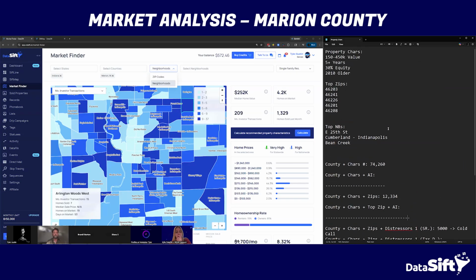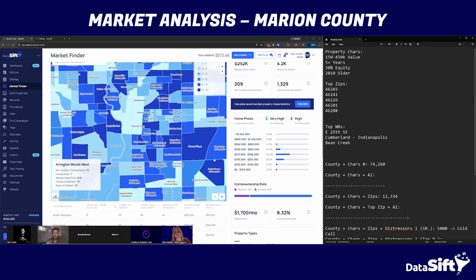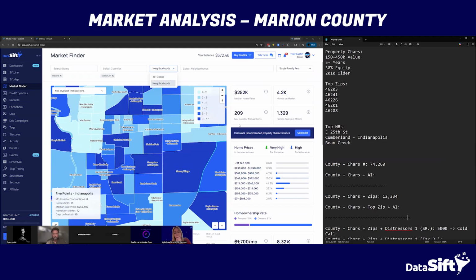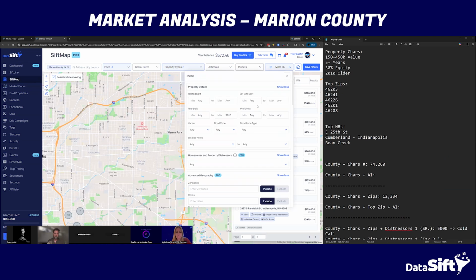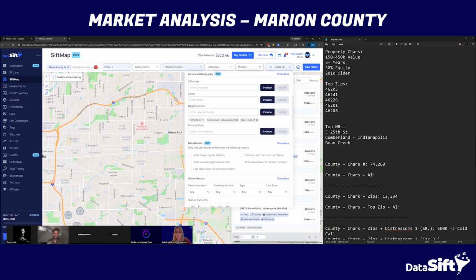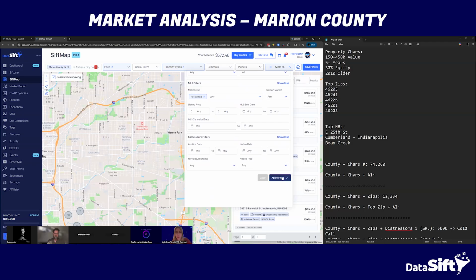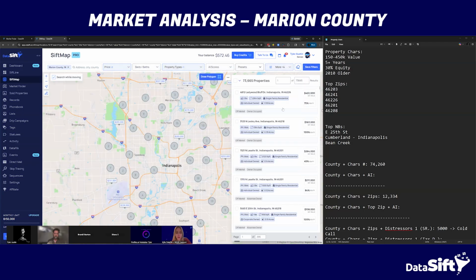Okay, but we have our base now. We understand more or less what's going on from a price point perspective, a location perspective, and we have our initial list built here. So what we're going to do now is I'm going to go back to the county level. I'm going to click apply. And we go back to our 73,000.